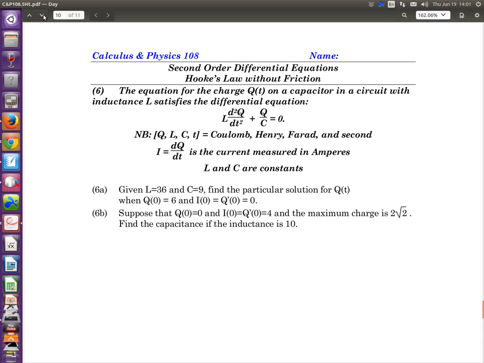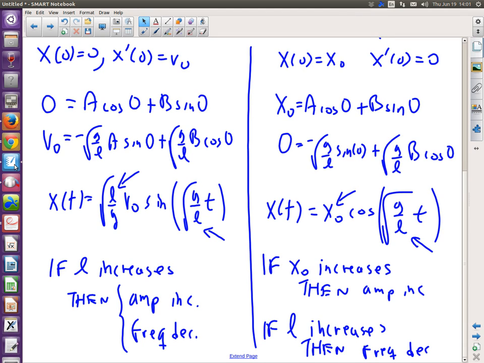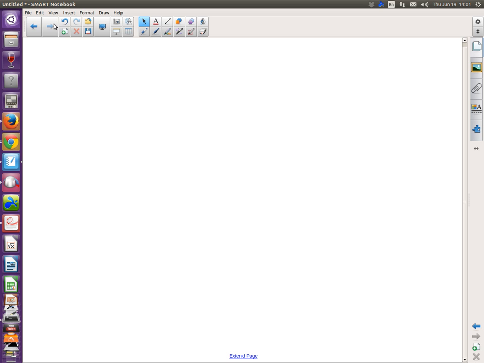All right. So given that L is 36 and C is 9, find a particular solution Q of t when Q of 0 is 6 and I of 0, which is Q prime of 0, is 0. All right. Let's start there. So let's see. This is going to be a similar solution to what we just did. Let's see. So they gave us L is 36. So we got 36 Q double prime, and they gave us C is 9. So plus Q over 9 is equal to 0.